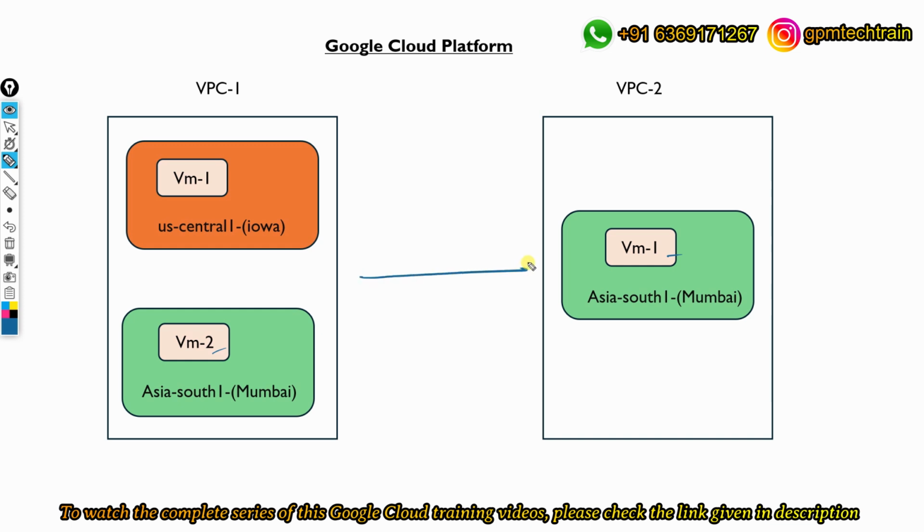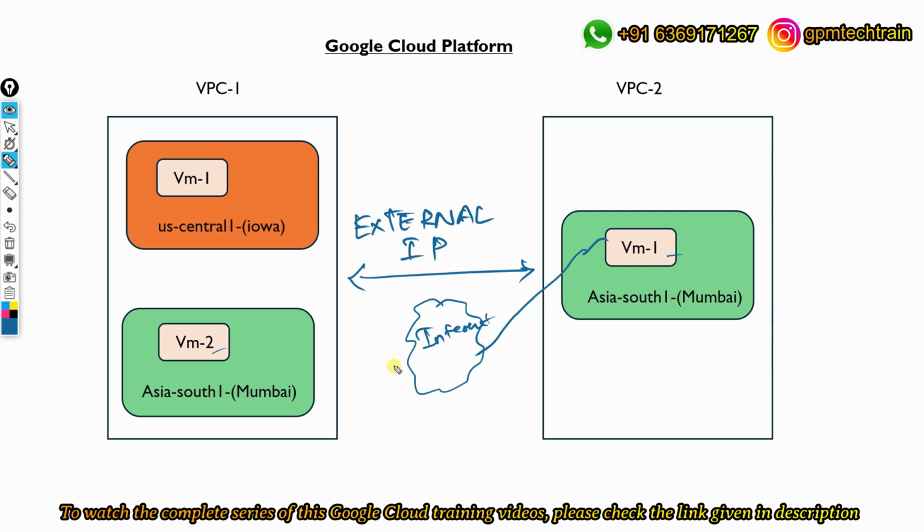So the communication may happen using the external IP addresses, which are the public IP addresses. When communication happens using external IP addresses, it goes through the internet, where the external IP address of each VM is exposed to the internet, and through the internet we can establish the communication. We may need complex network configurations for it. So this is the traditional way of working.